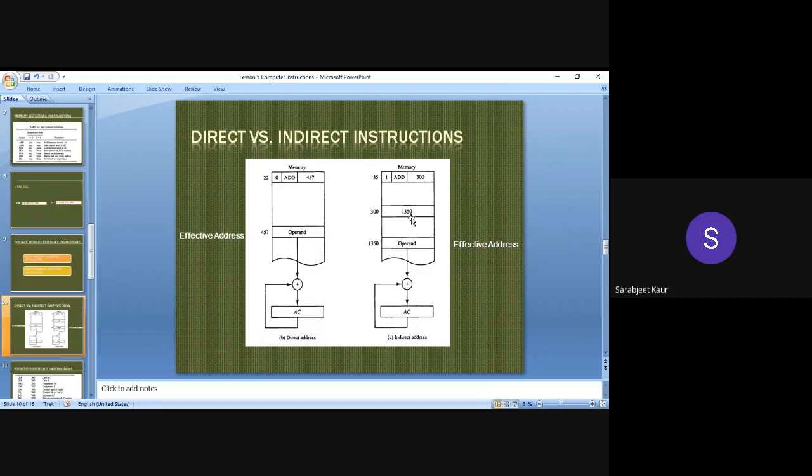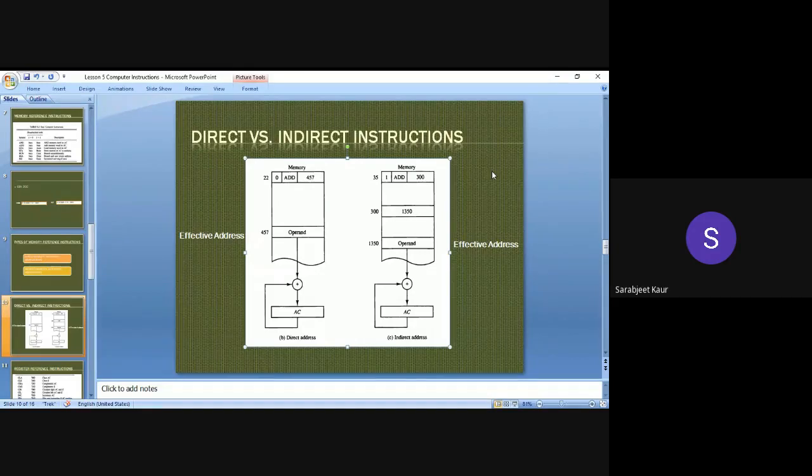Any problems up till now? No, ma'am. This difference is clear? Yes, ma'am. Why do we need to have these two types of instructions, I will be talking about later. We have a complete section on the addressing modes later, so there I will discuss. Right now the idea is just to explain the idea of this mode bit, and that is why I'm explaining the two types of instructions, that is the direct and the indirect instructions.